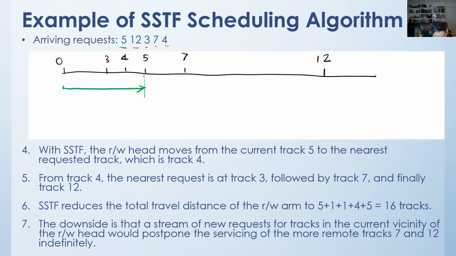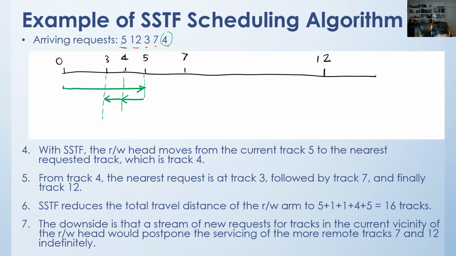They all arrived. Okay. So in that case, the read and write head moves from the current position 5 to the nearest request track, which is track 4, even though track 4 arrived last, because these are all the pending tracks. So instead of moving to 12, which is the next one that arrived, you're going to move back to 4. And now what's the next one? You're going to move back to 3.